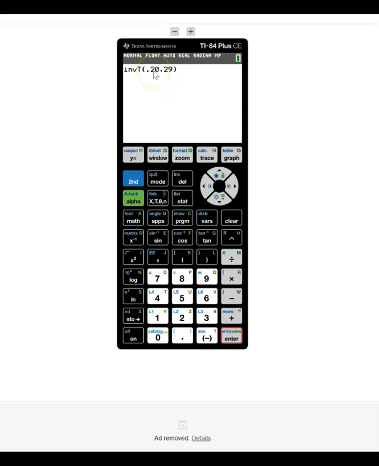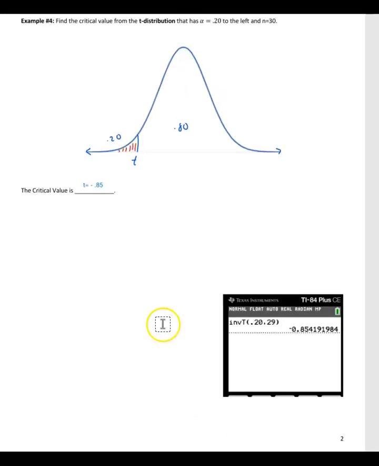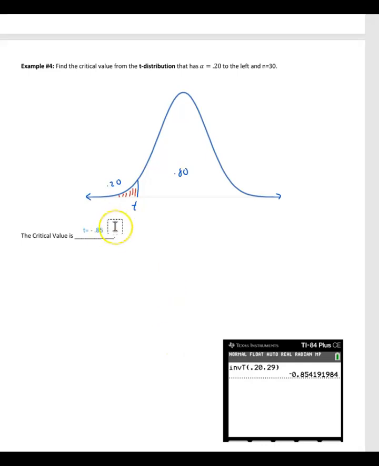This in the calculator represents area to the right. So in this case, that's going to be technically 0.20, which gives us the negative 0.85. Now let me go back to the assignment. Once again, total area under the curve for any distribution is 1. And then this one wants a t-value that has a 0.20 area to the left.